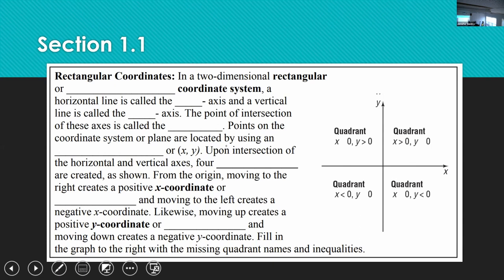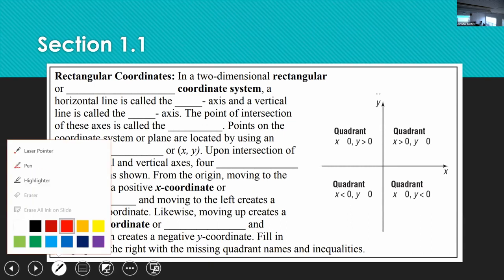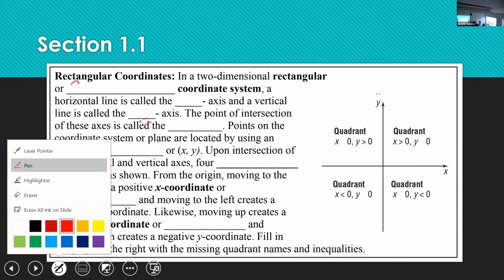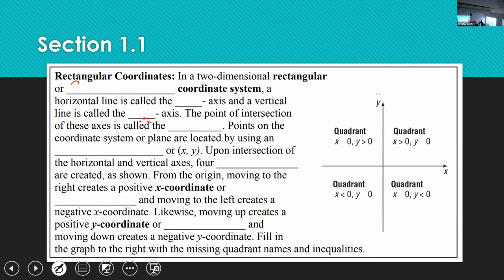Okay. First thing we did, coordinate system, right? What do you call the two-dimensional rectangular system? Coordinate system. Starts with a C. Coordinate system. How about Cartesian? Nope, I can't get it to work. No, it stopped.